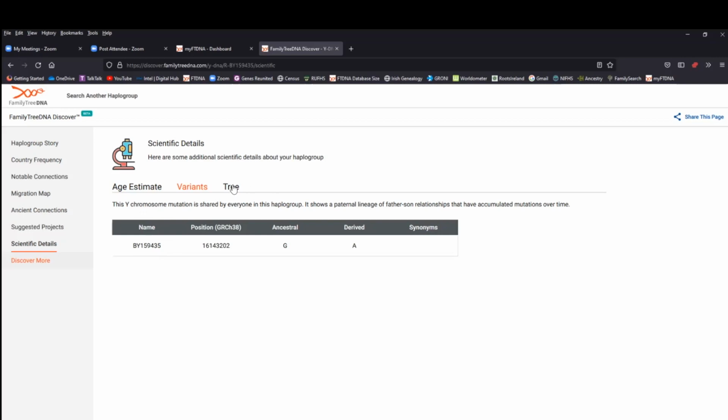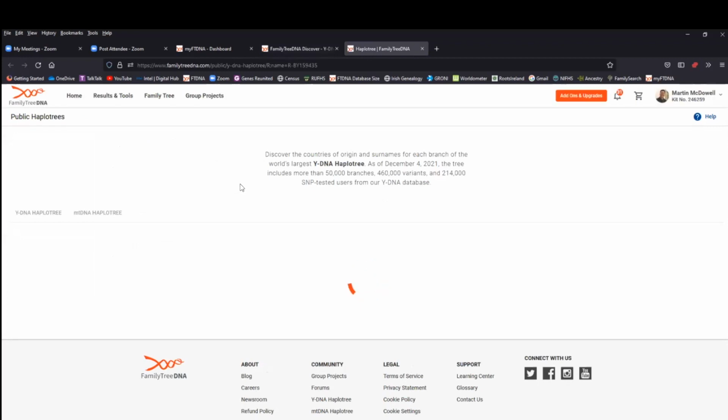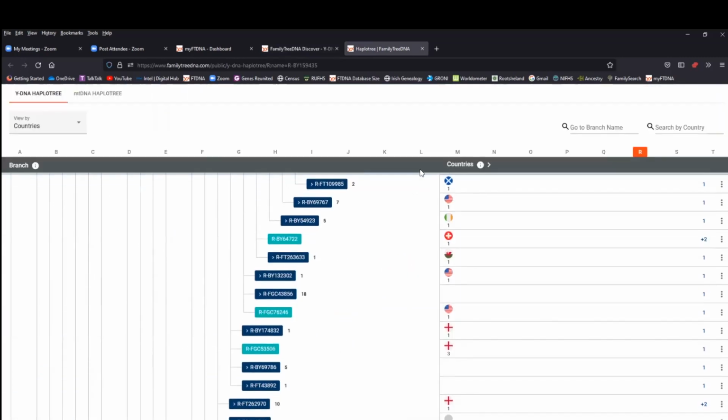Then you've got your haplotree. And this is just a wee shortcut into the public haplotree that I feel a lot of people don't fully understand. So this is the tree of all mankind. And this tree allows you to see every single position. So you've got over 50,000 branches on this tree. And there's over 460 variants.